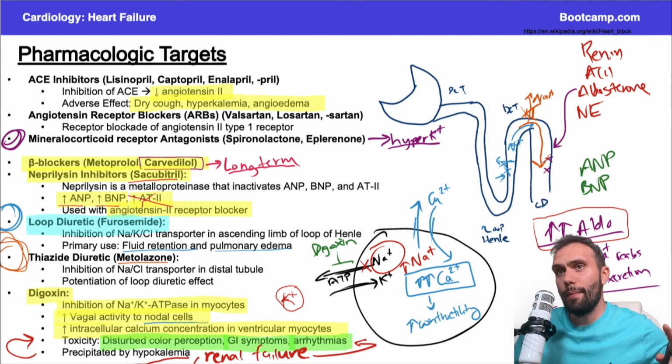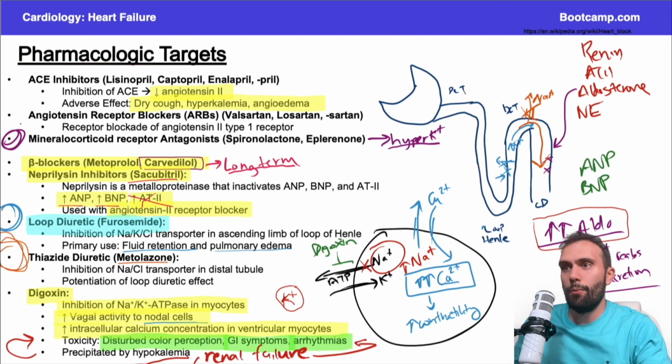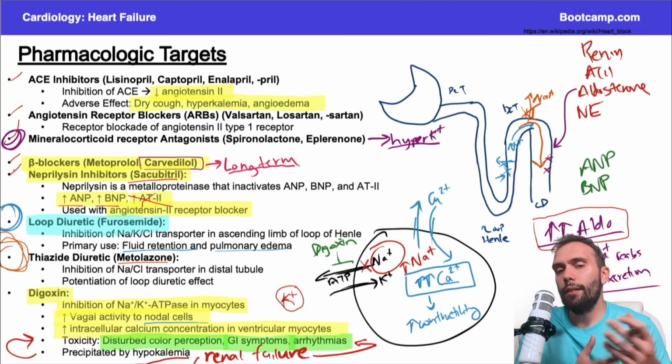The last thing I want to say about all of this that tends to come up, this used to be like a step 2 thing, but it comes up more and more on step 1 now, is which one of these drugs actually improves survival versus not improving survival. You might think, well, don't they all improve survival? You'd actually be surprised to hear that pretty much everything above this line improves survival. Okay, so pretty much everything here, the ACE inhibitors, the ARBs, the mineralocorticoid receptor antagonists, beta blockers, right? The neprilysin inhibitors, these all are going to improve survival, improve mortality when a patient is on it.